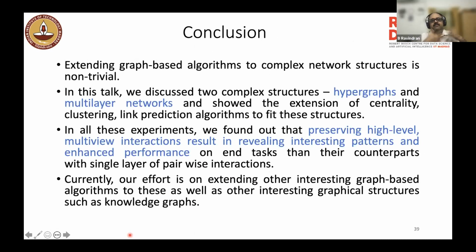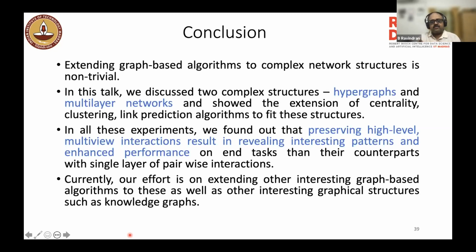So basically, our work has been looking at extending graph-based algorithms to complex network structure, and we're finding that it is not always trivial. It's not the case you take a hypergraph and make it a simple graph and then run your algorithms, right? So we looked at hypergraphs and multilayer networks, and we looked at a variety of approaches. There are a few more which we didn't talk about. In all of these, we found that preserving this kind of higher order information about the interaction is very important. And so we show that we always beat methods that don't preserve this higher order interaction.